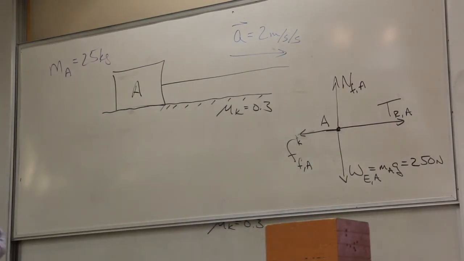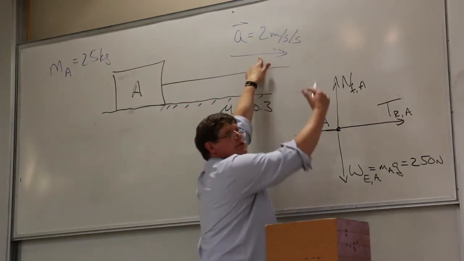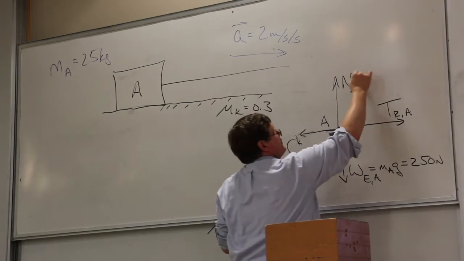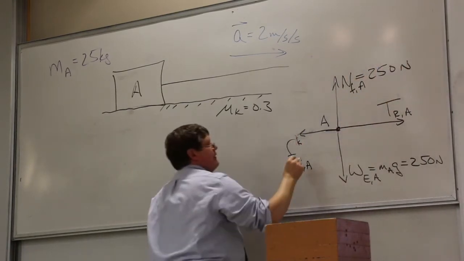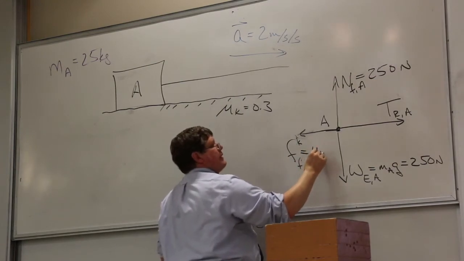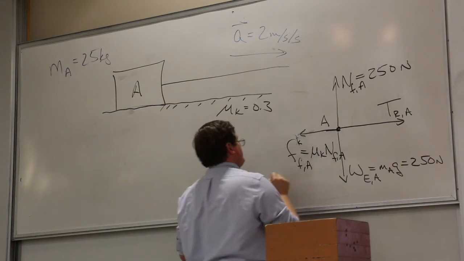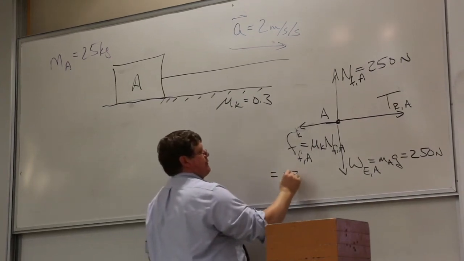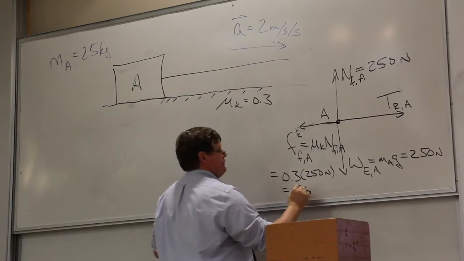Now, I know that there's no acceleration in the y direction, so in the y direction my diagram has to balance, so this normal force is 250 newtons. This kinetic friction is always given by the formula, and that's going to be equal to 0.3 times 250 newtons, or 75 newtons.